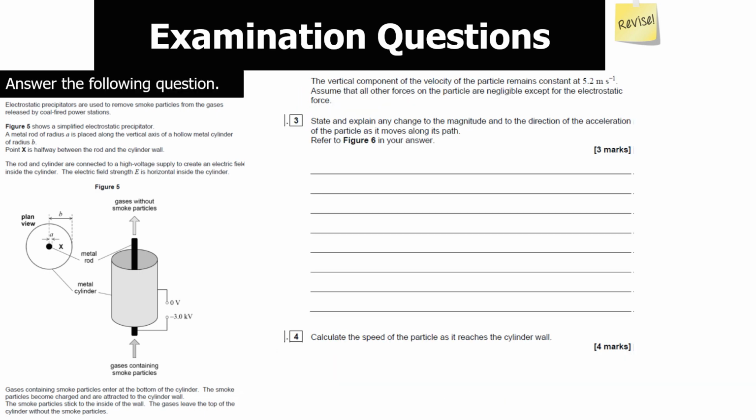The next question says the vertical component of the velocity of the particle remains constant at 5.2 meters per second. Assume that all of the forces on the particle are negligible except the electrostatic force. State and explain any change to the magnitude and to the direction of the acceleration of the particle as it moves along its path. Refer to figure 6 in your answer. Then calculate the speed of the particle as it reaches the cylinder wall.